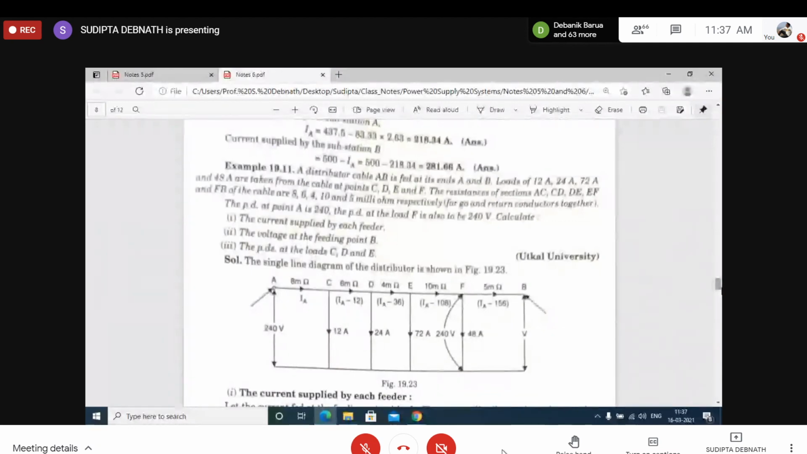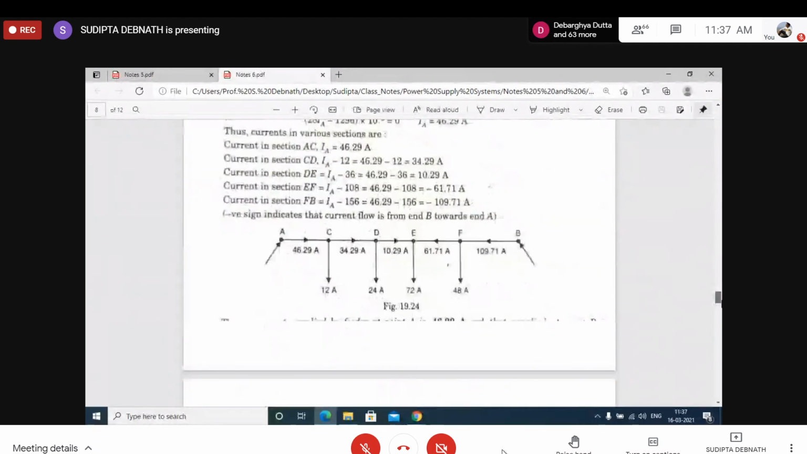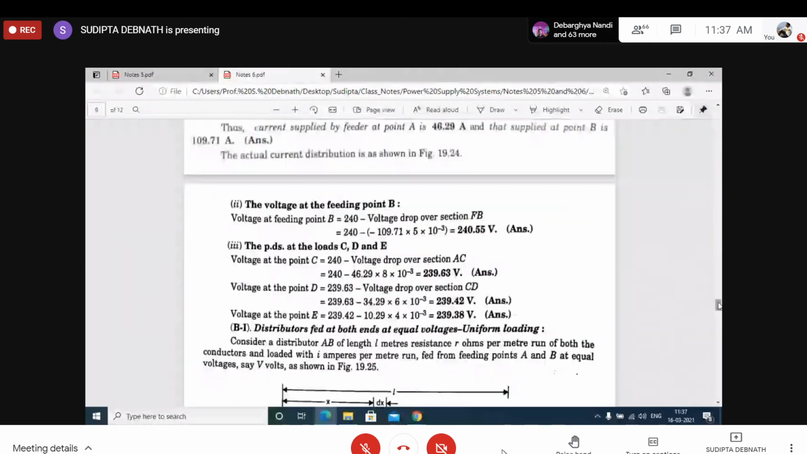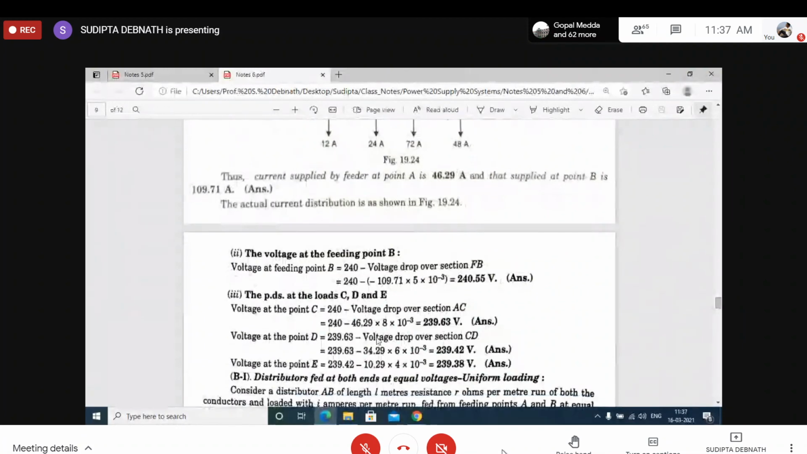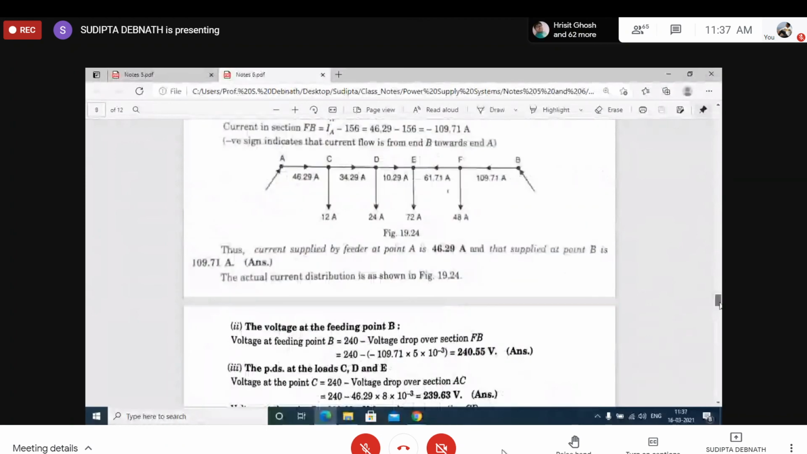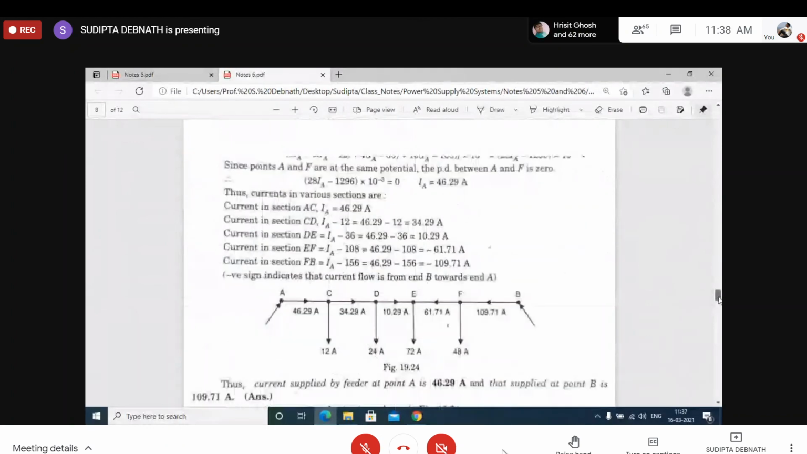Let us see what they have got. Voltage at B is 240.55. So it is higher. Of course, it will be higher because the voltage is fed from this end. So you find from the same equation the voltages at other points C, D and E. You can find voltage drops in different sections, but you have to find the voltages at different points. So they have found the voltages at different points, and it is just like other problems, nothing new, only one intermediate voltage is given.